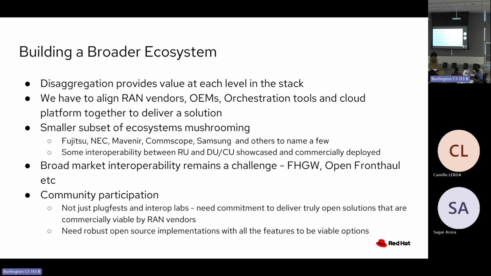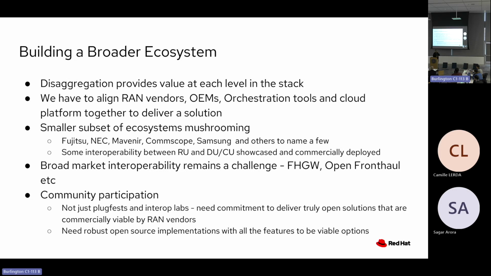Disaggregation certainly provides value at each level of the stack. When you disaggregate from hardware, now you can actually use COTS hardware to deploy that. But then we get into other problems in terms of how do we integrate different levels. It also means we have to align different RAN vendors, OEM vendors, orchestration tools, and cloud platforms together to build a solution. So we actually need an integration component.